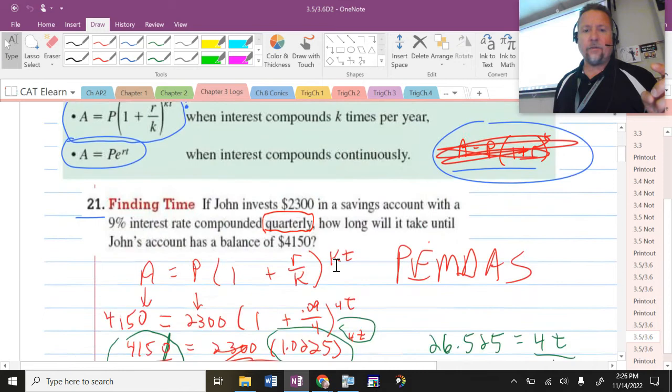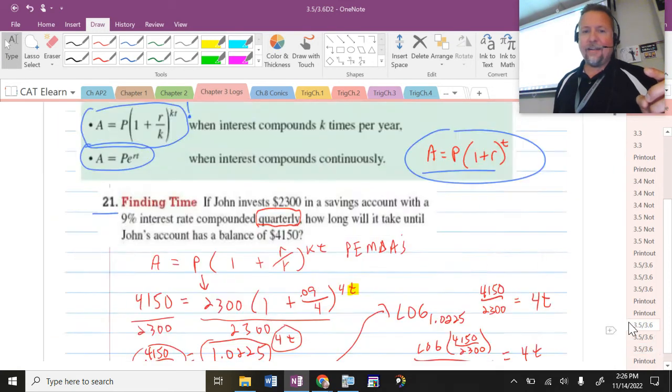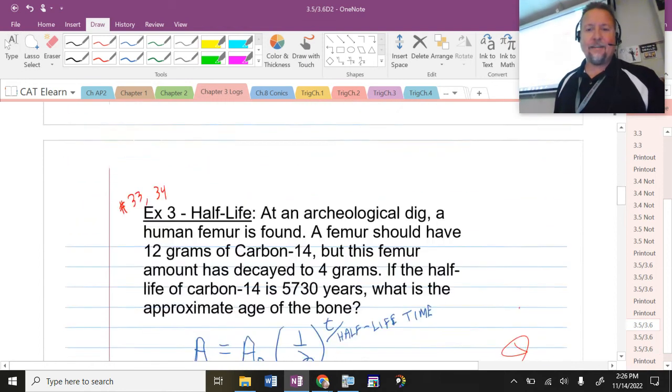Wait, that's all done. What am I doing? Okay, hold on a second. Hold on a second. Okay, I got to get rid of all this stuff. All right, let's see. Okay, good.